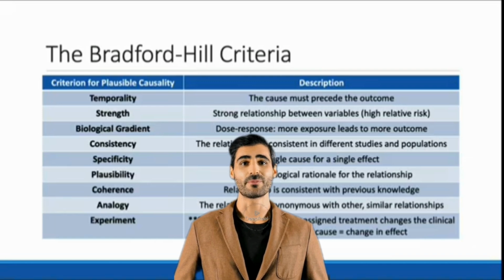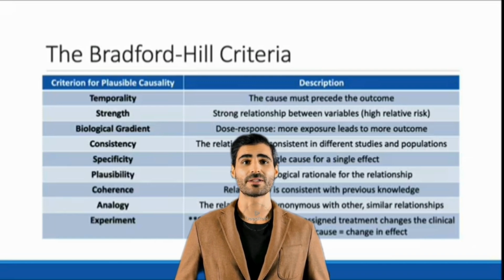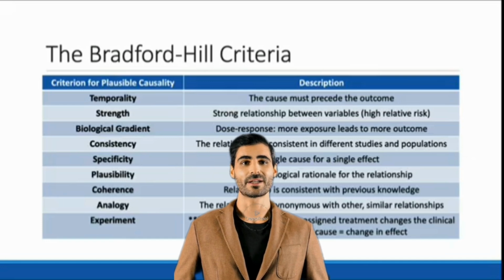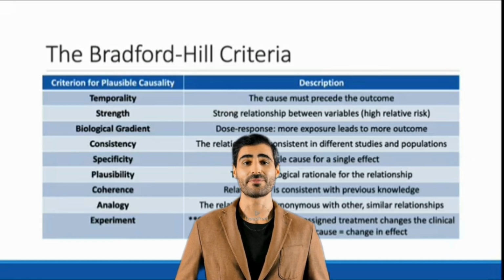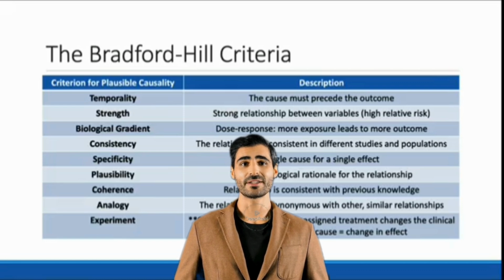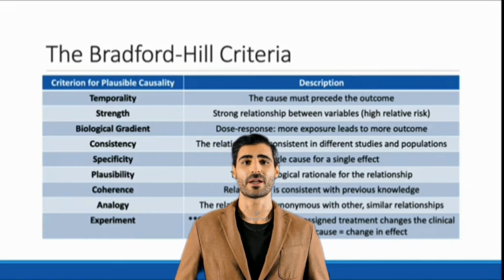Let's now explore the 9 criteria to better appreciate how Bradford Hill's work helps in assessing causality. The first criterion to consider is the strength of the relationship. The stronger the connection between the exposure and the outcome, the more likely the relationship is causal. For example, smokers have a much higher risk of developing lung cancer compared to non-smokers, and this strong link suggests that smoking is a significant cause of lung cancer.